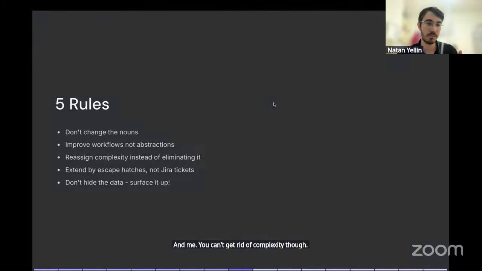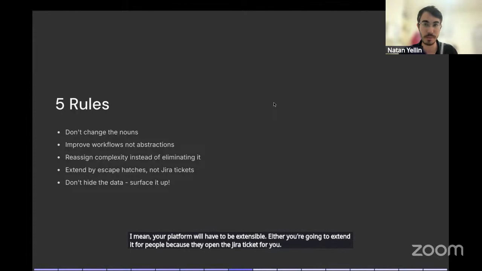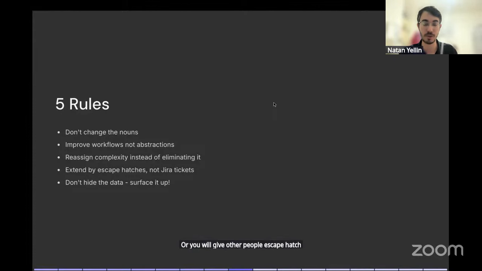Fourth, when people extend your platform, and people will extend your platform. I mean, your platform will have to be extensible. Either you're going to extend it for people because they opened the Jira ticket for you, or you will give other people escape hatches and ways to extend your platform on their own. And we'll talk about that more.